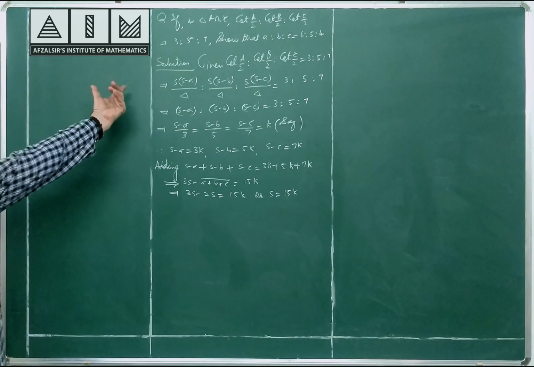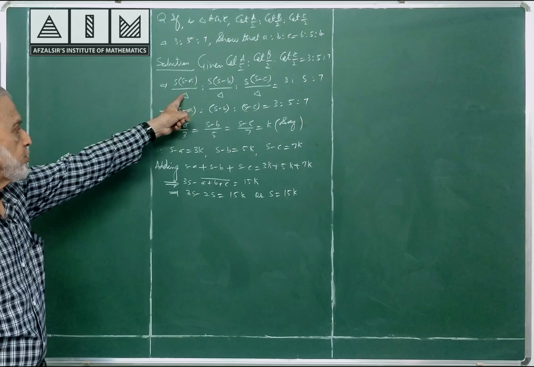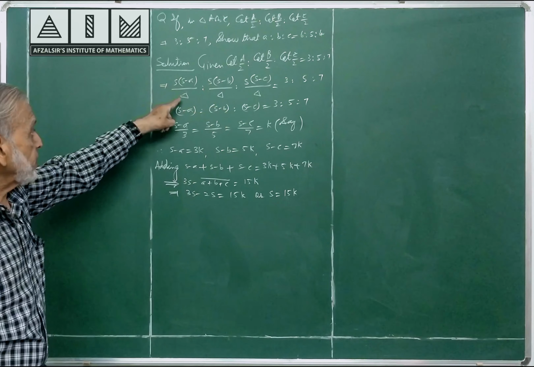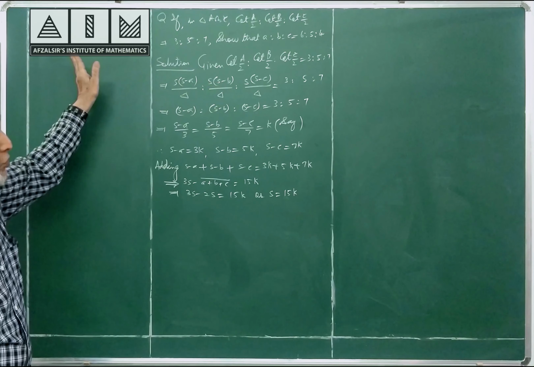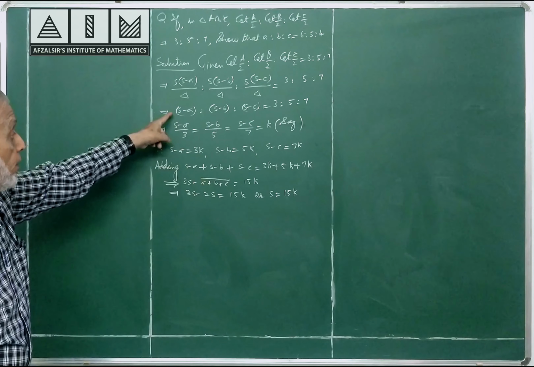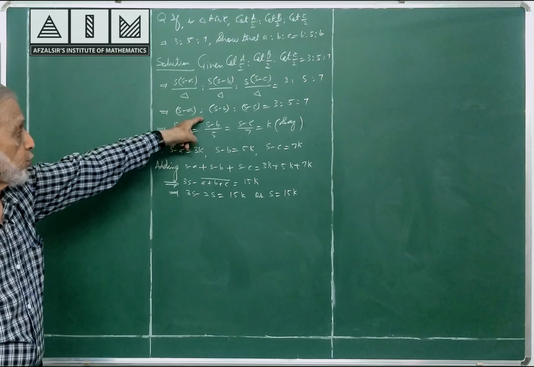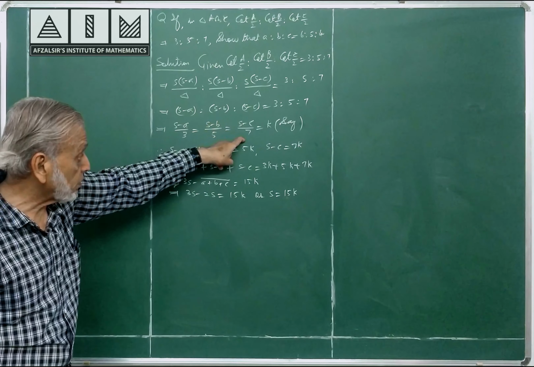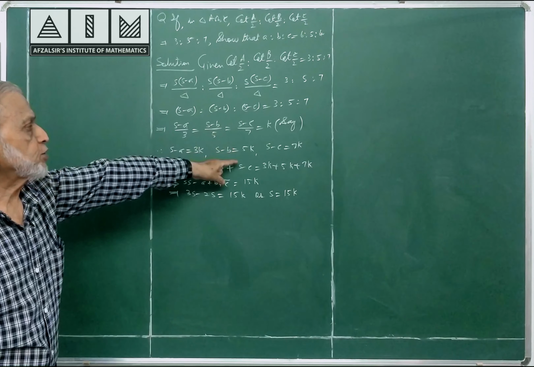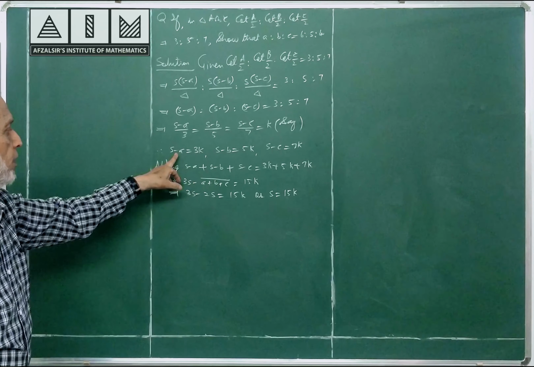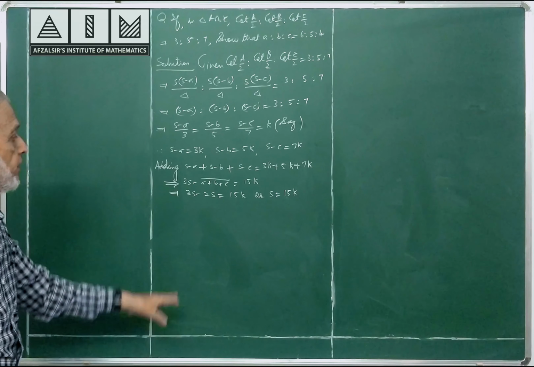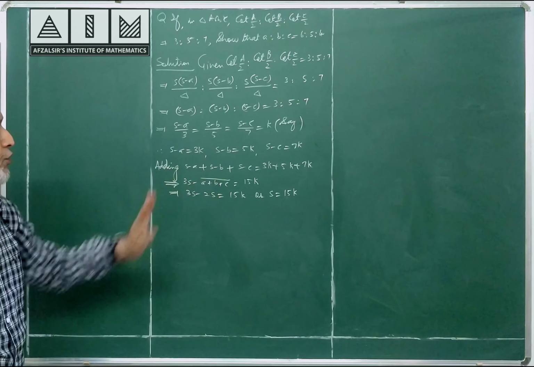Understand very well. Once again quickly from here, cot A by 2 this is the formula, cot B by 2 this is the formula, cot C by 2 this is the formula. S by delta is a common factor from all the ratios, removed. S minus A, S minus B, S minus C is equal to 3:5:7, meaning S minus A by 3 is equal to S minus B by 5 is equal to S minus C by 7 is equal to K. S minus A is 3K, S minus B is 5K, S minus C is 7K. Adding all these, S minus A plus S minus B plus S minus C, 3K plus 5K plus 7K, that is 3S minus 2S is equal to 15K.